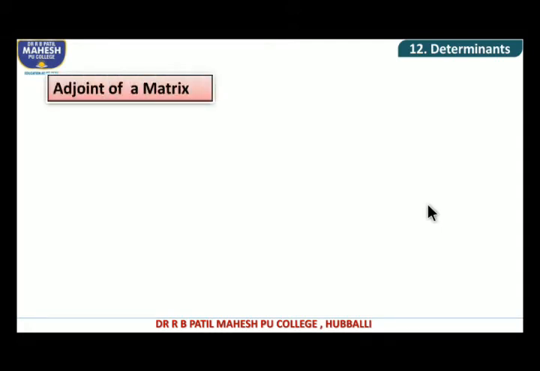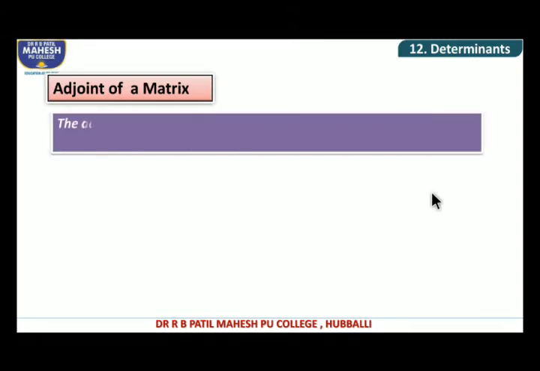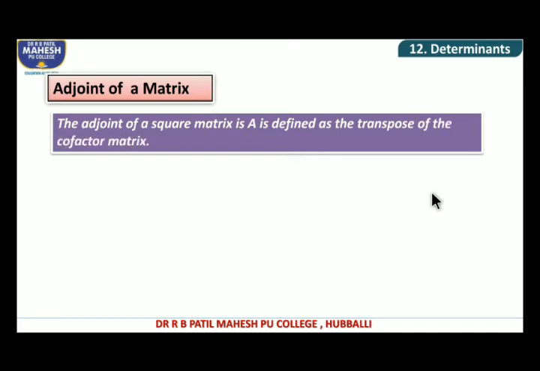Before going to take the problem, first I give the concept of adjoint of a matrix. What do you mean by adjoint of a matrix? Here, the adjoint of a square matrix A is defined as the transpose of the cofactor matrix. Students, in the previous session, I discussed how to find out the cofactors of each element. Then we can write them in the form of a matrix. That matrix is called the cofactor matrix. Then the transpose of that cofactor matrix is known as the adjoint of a square matrix A.